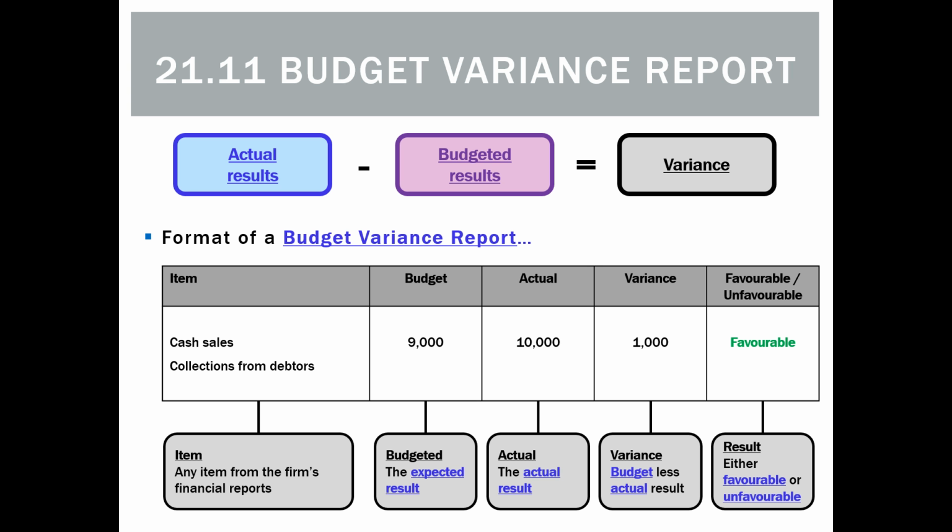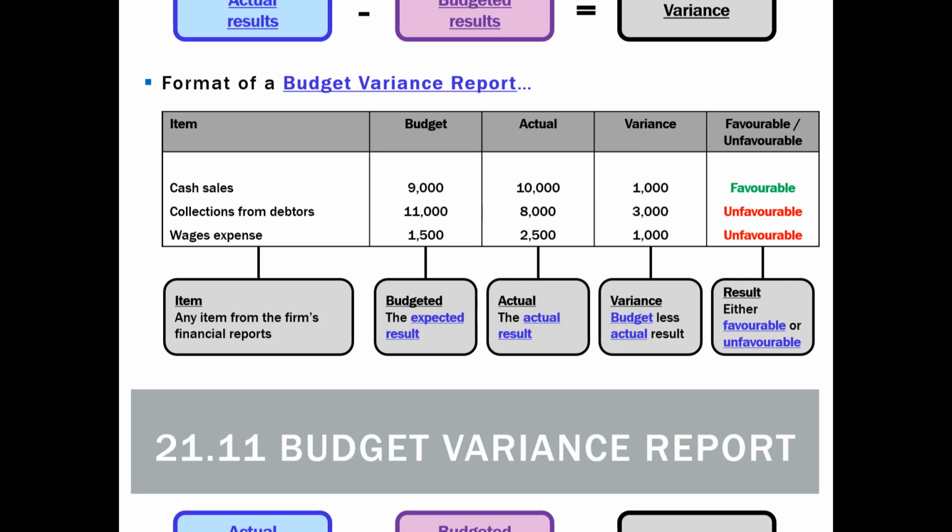Collections from debtors, we budgeted to get from them 11,000. We actually only got 8,000. That's a variance of 3,000, and that would be an unfavorable result. Wages expense, wages were budgeted for $1,500. They were $2,500. They've actually been higher than we planned by 1,000, so we would call that unfavorable.